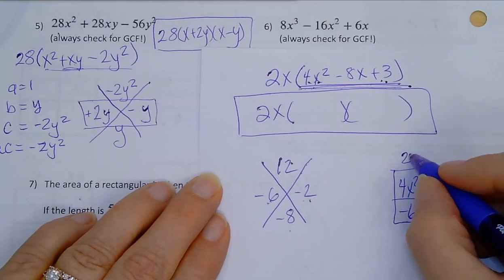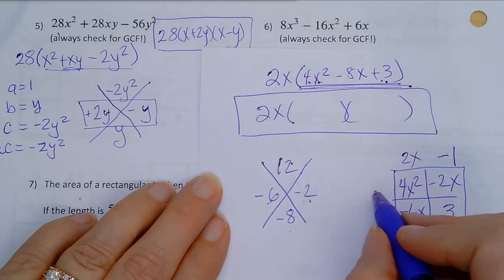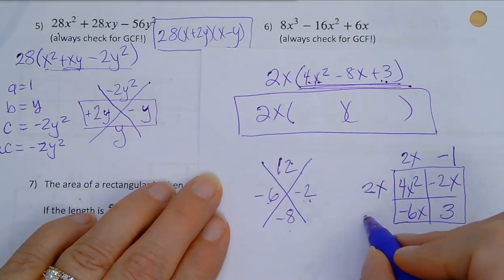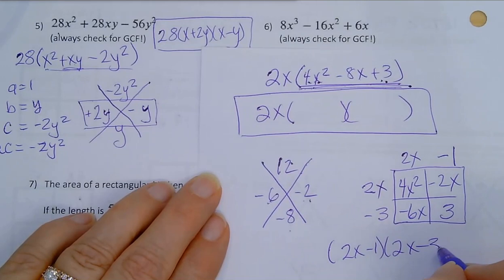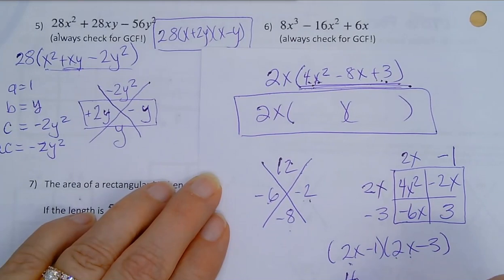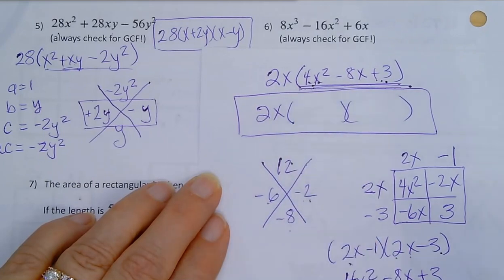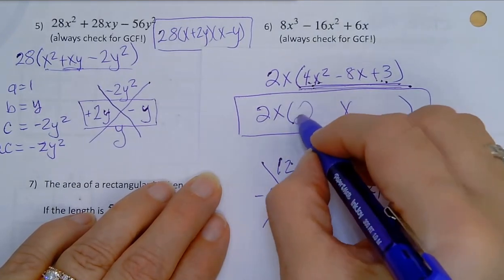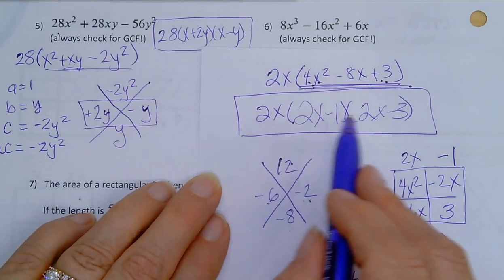From the top down, I can pull 2x. From the top down here, I just am going to pull negative 1, and I have to pull negative because I'm touching negative. Left to right, I'm going to pull 2x, and left to right, I'm going to pull negative 3. I believe 2x minus 1 and 2x minus 3 are my binomials, but let me just check really quick. 2x times 2x is 4x squared. Outer is negative 6x, inner is negative 2x, so combined that's negative 8x, and last is positive 3. Is that what I wanted? 4x squared minus 8x plus 3? Yeah. Okay, so that means that those are the binomials I was looking for, 2x minus 1 and 2x minus 3. Okay, so that is my final answer.